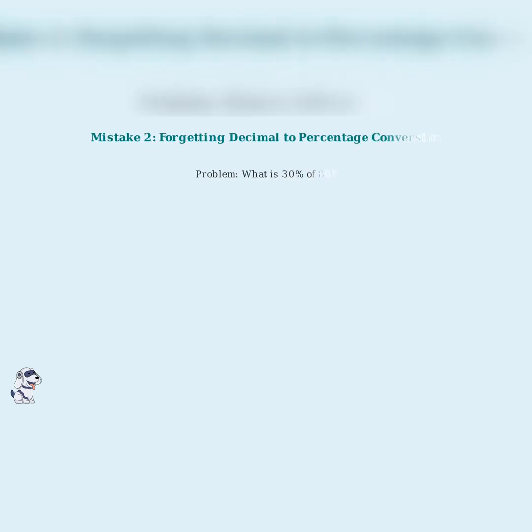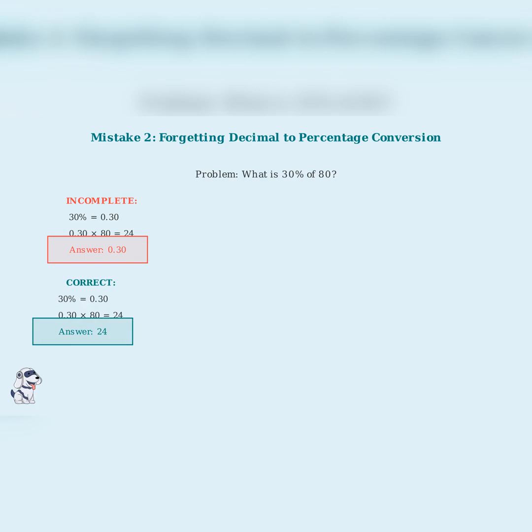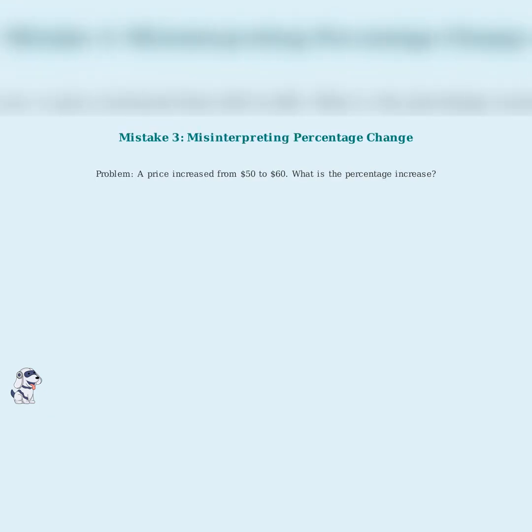The second common mistake is forgetting to convert decimal results to percentages. Students often stop at the decimal form and forget to multiply by 100. Here's what happens when a student forgets the conversion. They calculate correctly, but give the answer as a decimal instead of a percentage. The correct approach gives the final answer as 24, which is the actual value we were looking for, not a percentage. The third common mistake involves misinterpreting percentage increase and decrease problems.